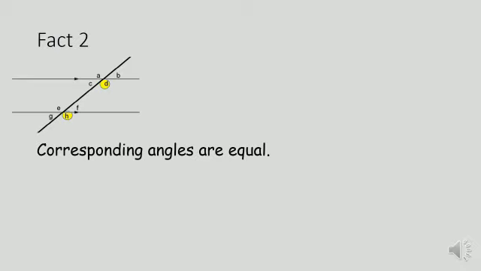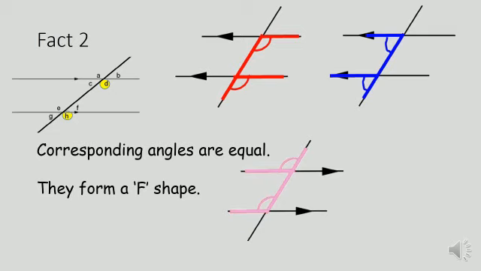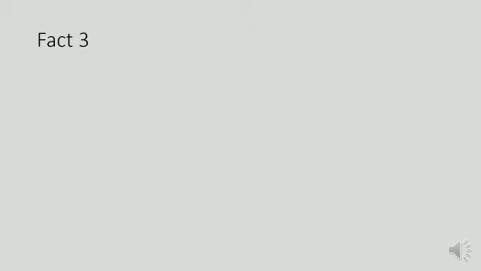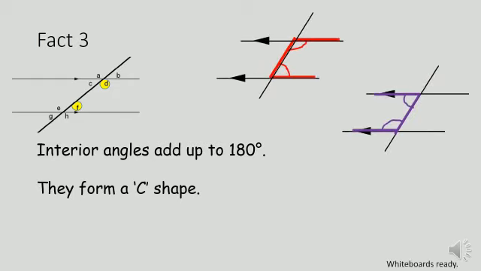If we have corresponding angles forming an F shape, every time I'm going to say that they are corresponding and they are congruent. Even if I flip it, up and inside, every time we have an F shape, I'm going to get corresponding angles that are the same. In fact 3, we have same side angles or interior angles, which add up to 180. If you can see, it's a C shape or U shape. In any position, it's the same thing.